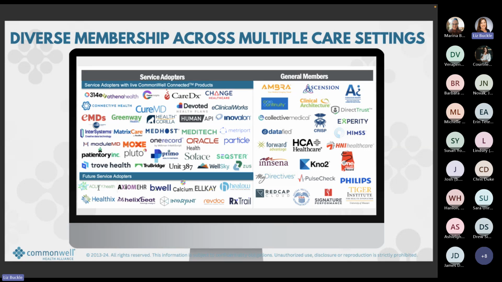Over the course of the past few years, this image has changed pretty significantly, where we had far fewer on the service adopter side and far more on the general member side. And now we're seeing a shift where the majority of our members are actually service adopters, and those that are not often are looking for opportunities to become service adopters.